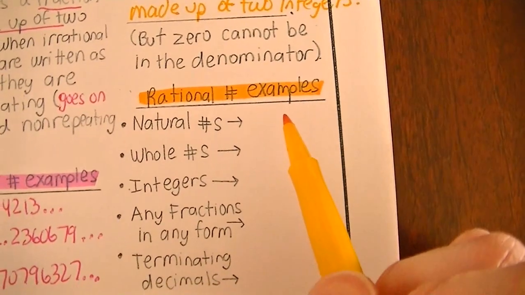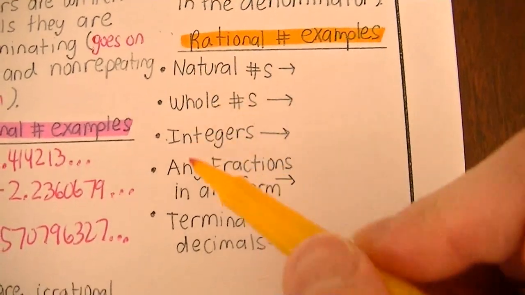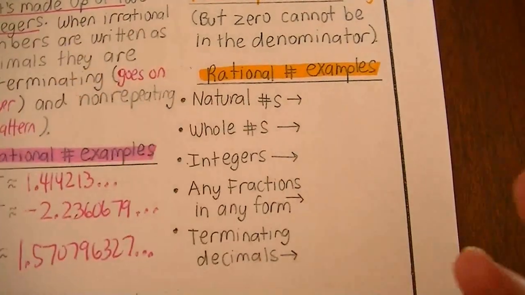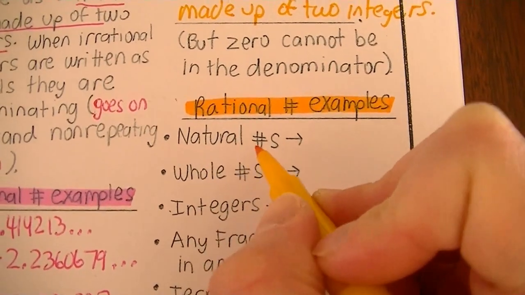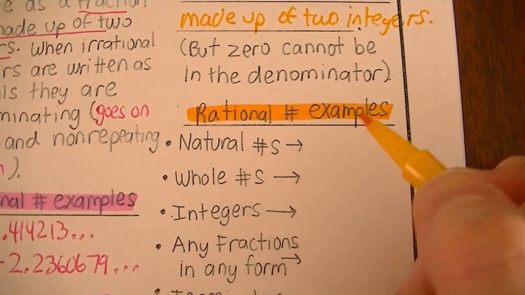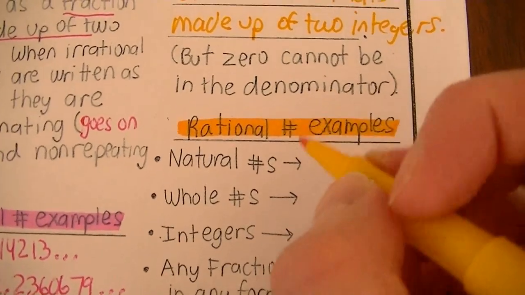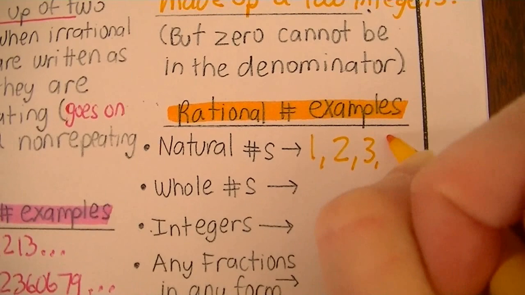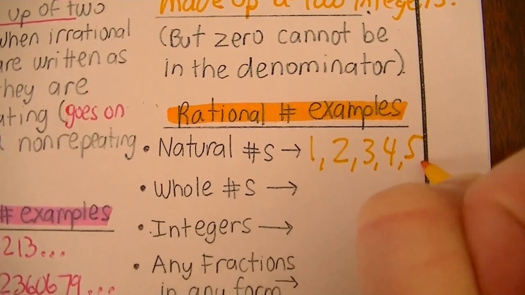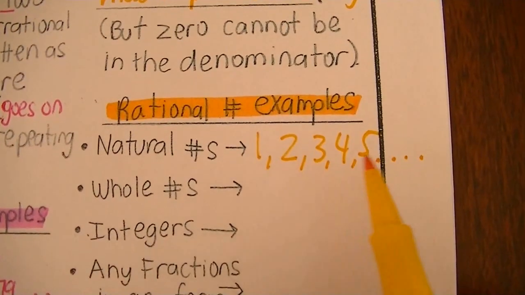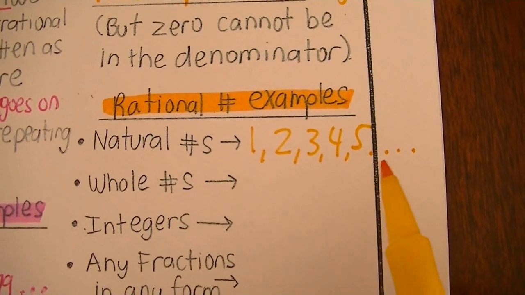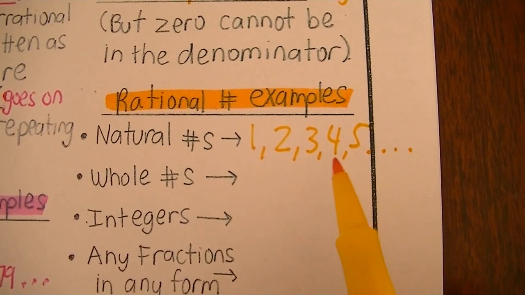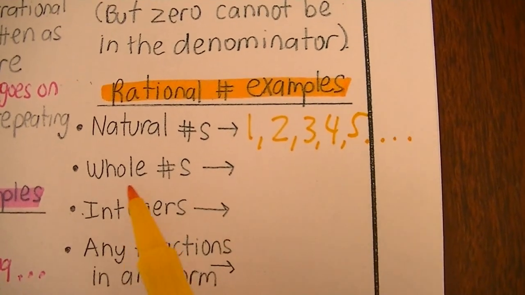So here's some rational number examples. You'll see I have bullet points right here because there's certain words that mean these types of numbers. So natural numbers, those are rational numbers. And here are examples of natural numbers. 1, 2, 3, 4, 5. And that continues, okay? Those are examples of natural numbers. You'll see that they're positive whole numbers, okay? But 0 is not a natural number.